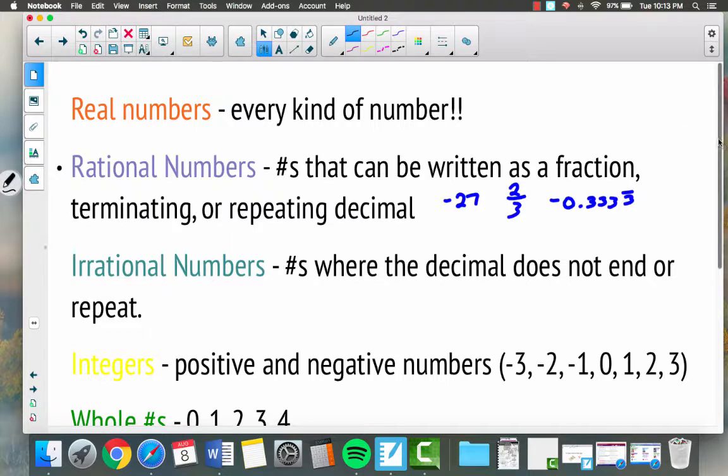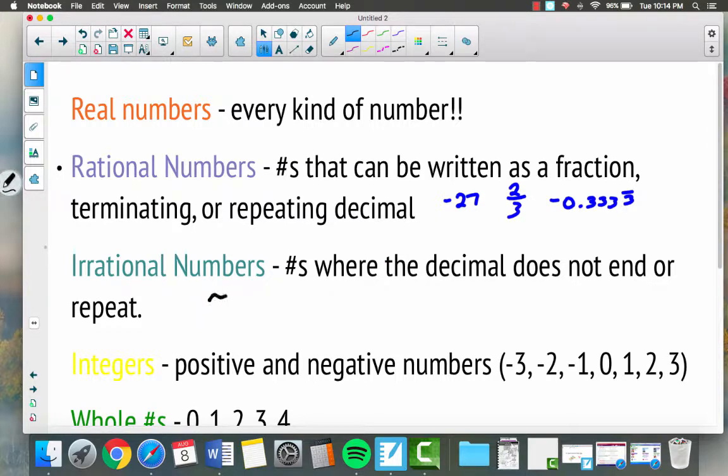Next is our irrational numbers. We're going to talk more about irrational numbers at the end of this semester or some time next semester, but all you really need to know now is that it's a number that does not end or repeat. So it's kind of the opposite of the rational numbers, obviously. An example of an irrational number might be something like pi. If you remember pi from geometry, that's 3.14, and it goes on and on and on forever. There's no repetition and it doesn't end. So that would be irrational.